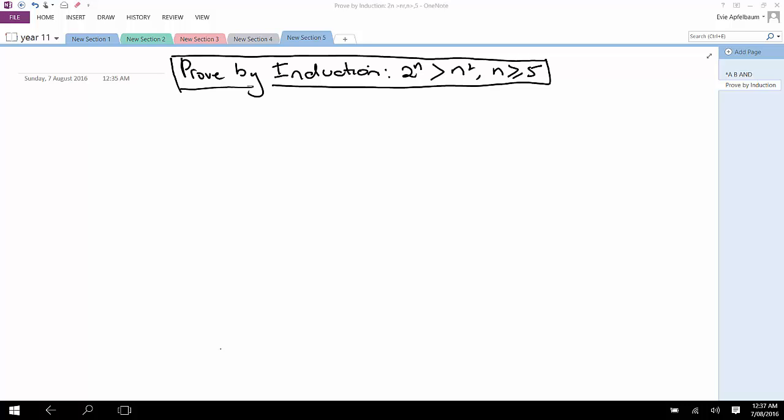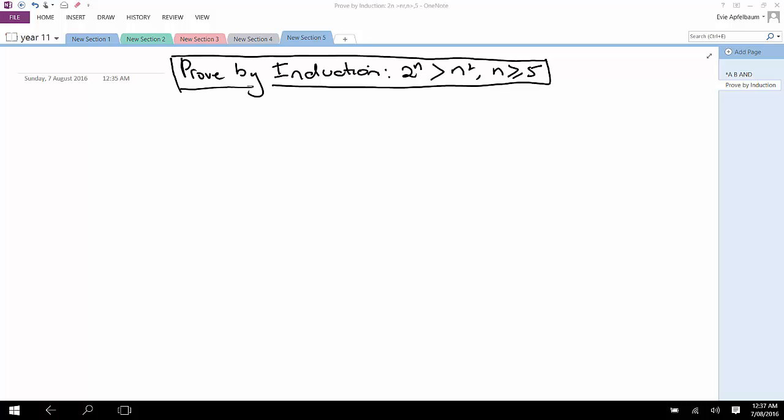Okay, here's an example of proving an inequality by induction. There are a couple of things I want to say before we start this example. The first is that these can be quite difficult. So I've chosen quite a simple example, and in the worksheet that follows I've also put simple examples, because it's easier to get your head around these examples before you tackle harder ones.